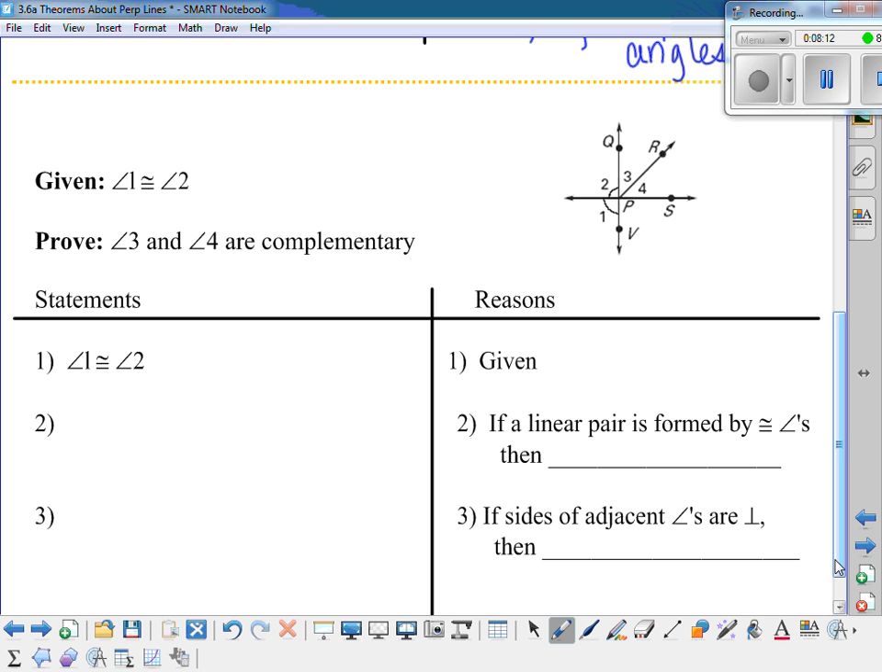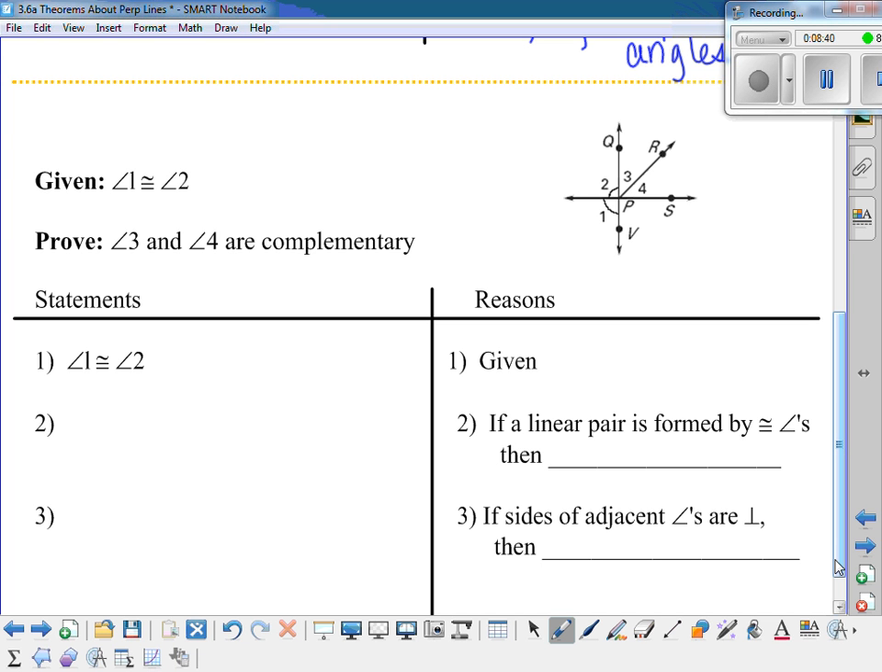All right, so we're going to start off, we're given that angle 1 and angle 2 are congruent to each other. And we want to prove that 3 and 4 are complementary. So if I can say that the lines are perpendicular, then I know 3 and 4 are complementary because of the theorem we just proved above. So angle 1 is congruent to angle 2. You were given that information.